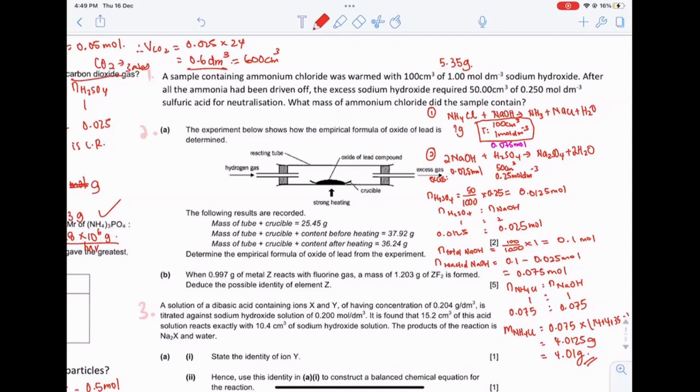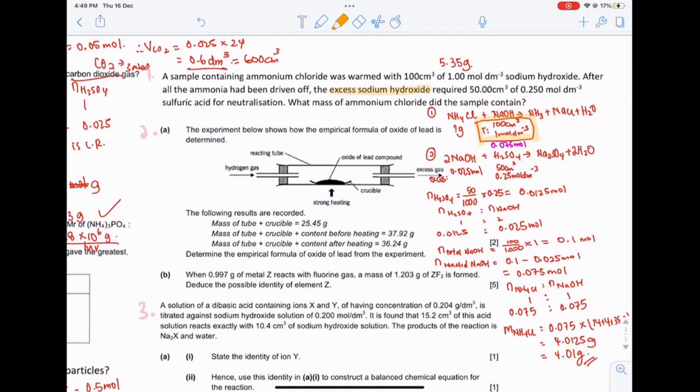Everyone understand this? This is a more complicated mole question. Let me explain a little bit more. Over here in the second sentence, they said excess sodium hydroxide. The fact that they mentioned excess means that the total they gave at the beginning, 100 cm³ of 1 mole per dm³, is the total, but not all of it has reacted. That's why there is excess.